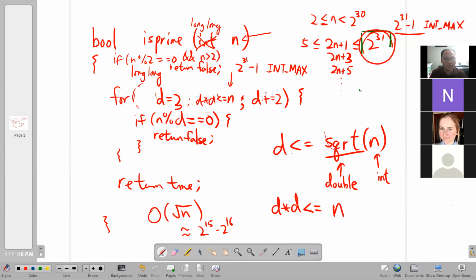If you really want to be faster, you can check only the prime numbers instead of trying all the odd numbers, but then you have to get all the primes to begin with. But how many primes do you need? You only need primes up to square root of 2 to the 31. So you only need to know the primes up to about 60,000 or so. And that, if you want, you can generate that list of primes using a sieve, because this is relatively small.